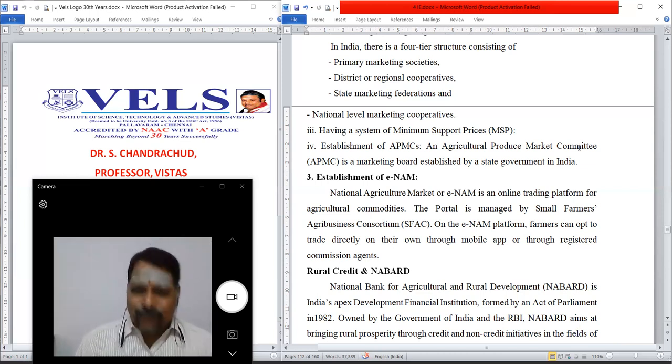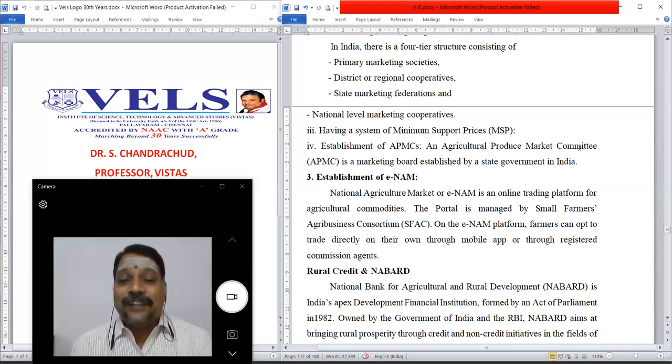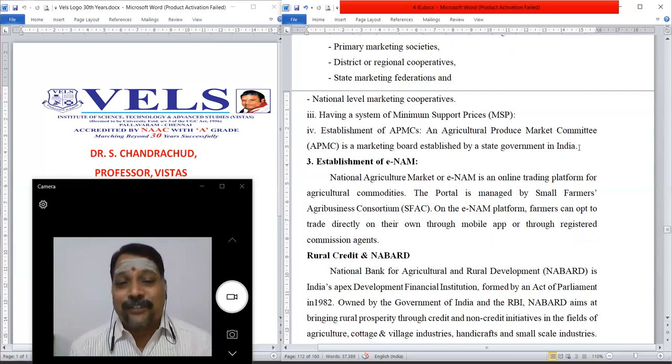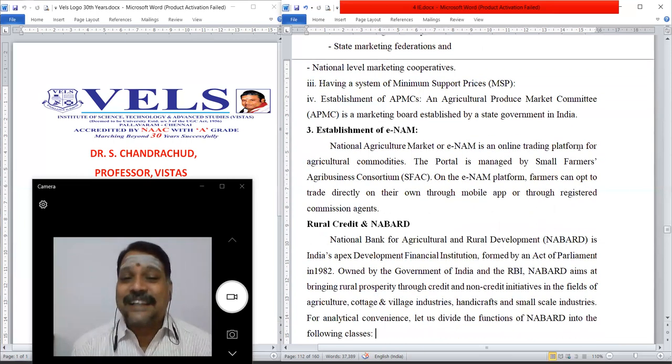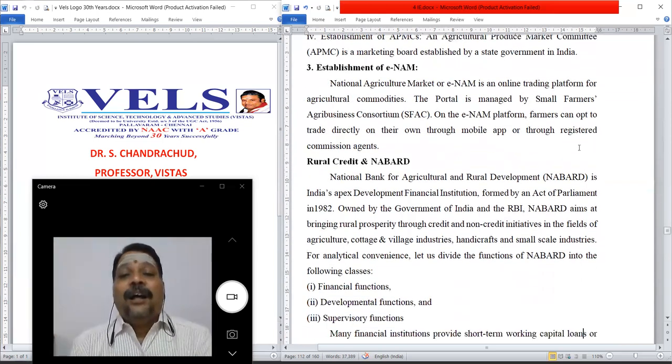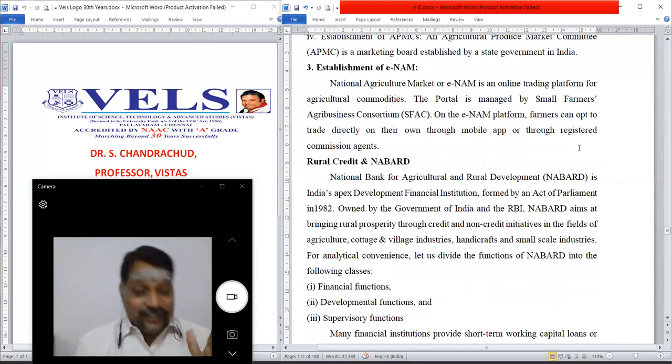Once again, people are not much aware of this. Those who are using it are making good money out of it. So the best method of the Government of India for agriculture marketing is eNAM, the Electronic National Agriculture Market. Here, an online trading platform is given to agricultural commodities. This is one side. On the other side, they have also encouraged through financial institutions.